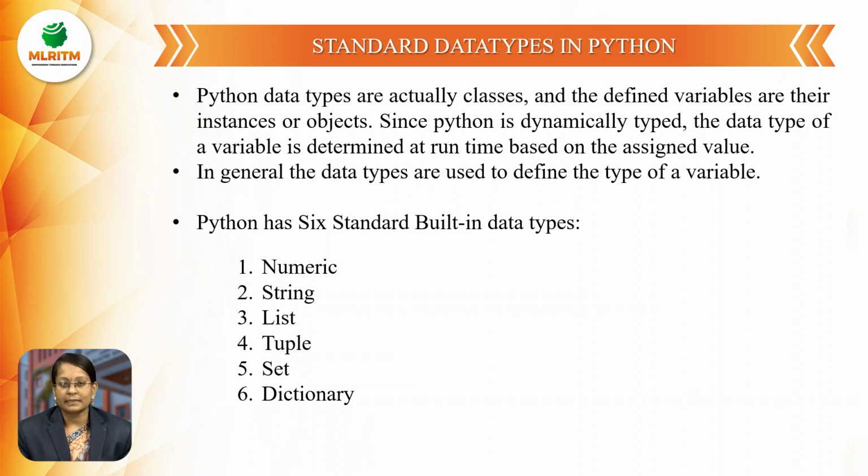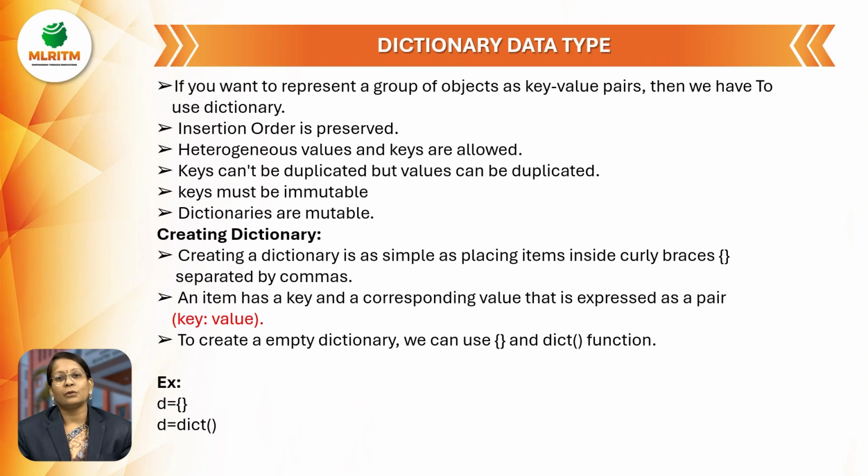Python has 6 standard built-in data types: the numeric data type, string data type, list data type, tuple data type, set data type, and the dictionary data type. Today, we are going to discuss the dictionary data type in Python.